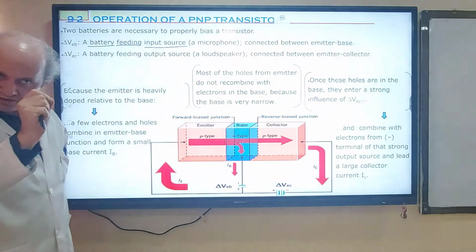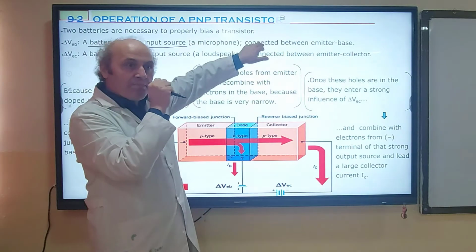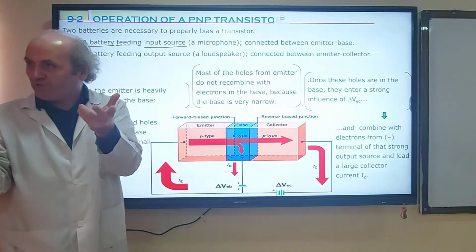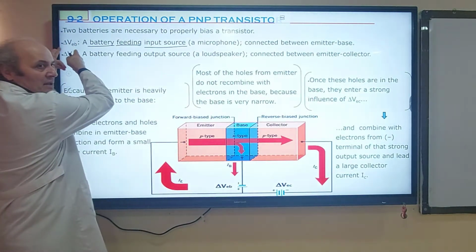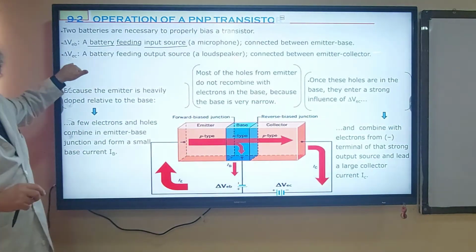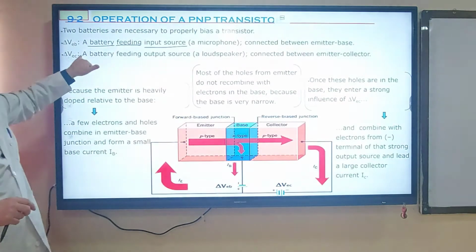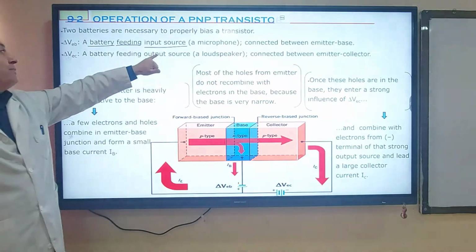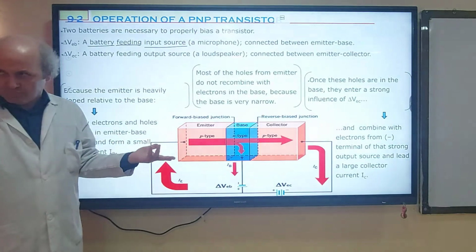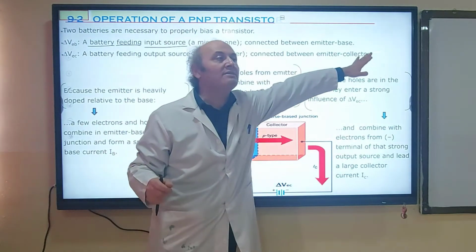The microphone produces a weak signal. So a battery feeds the input source, a microphone. This input source is connected between emitter and base, and there's a potential difference for the battery, of course, delta VEB. Where is the second battery? Delta VEC, between emitter and collector. A battery feeding the output source. Of course, what is the output source? The microphone is the input source. The output is a loudspeaker. It must be connected between emitter and collector.